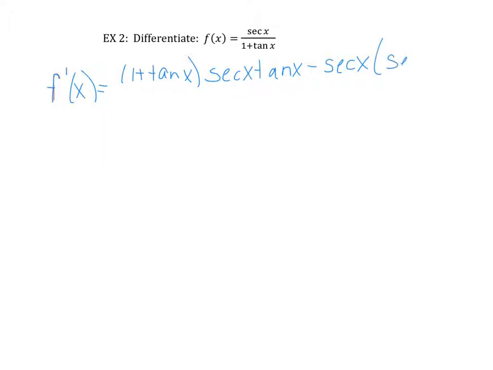I see a quotient, so I'm going to think quotient rule. So I have my ho d hi, the derivative of secant, which is secant tangent. Ho d hi minus hi times the derivative of the bottom. The derivative of the bottom: the derivative of 1 is 0, the derivative of tangent is secant squared. All over ho ho.